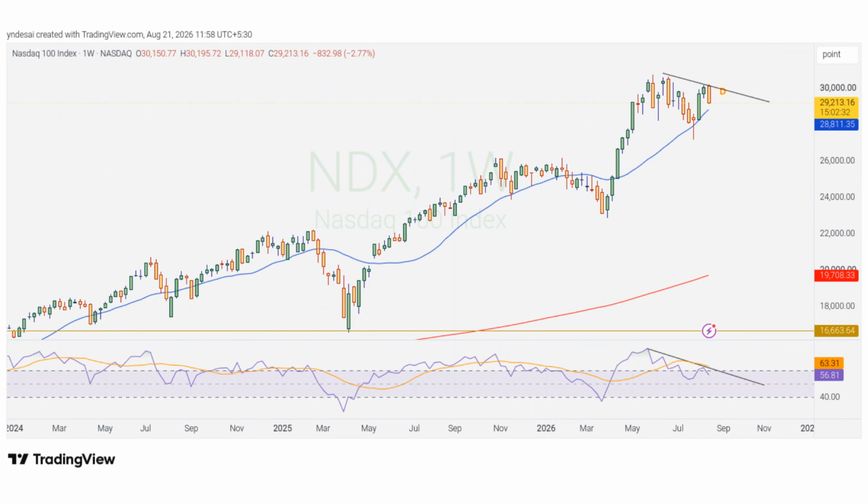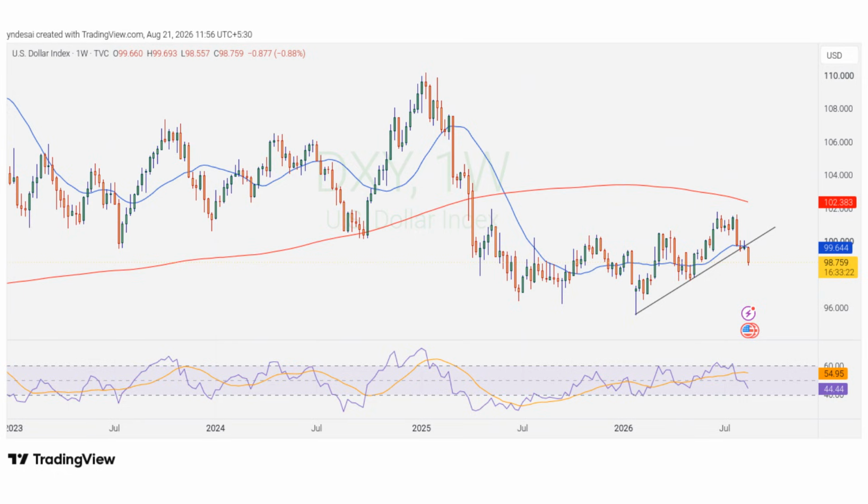Second graph is a Nasdaq graph. It has formed a lower high for the first time in so many months, and it is kind of consolidating, with the 20 moving average still in an uptrend. The third graph is the dollar index graph. As we can see, the dollar index has given a breakdown and it is getting weaker with respect to other currencies.